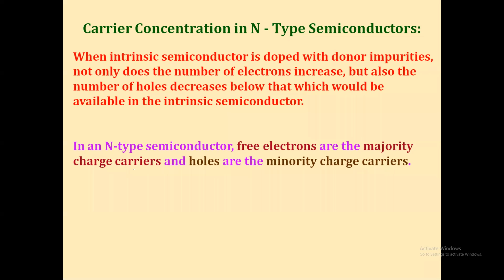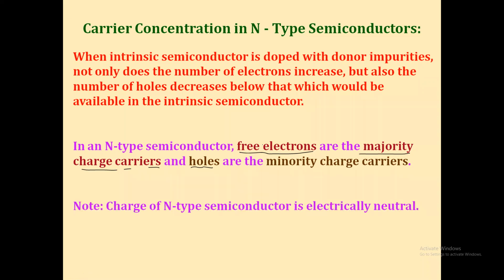So these are also very important sentences. It may be asked as an MCQ type of question. In n-type semiconductor, ... are the majority charge carriers. So your answer should be the free electrons, and ... are the minority charge carriers. So your answer should be the holes. Okay. So here I have already explained that the charge of n-type semiconductor is electrically neutral.